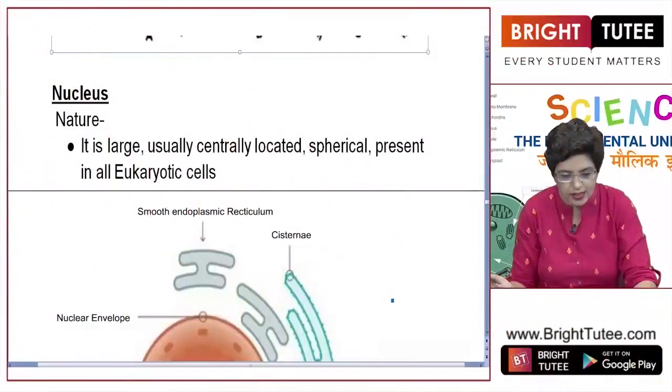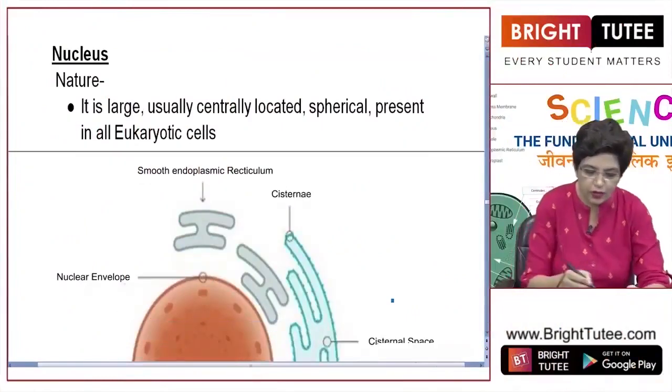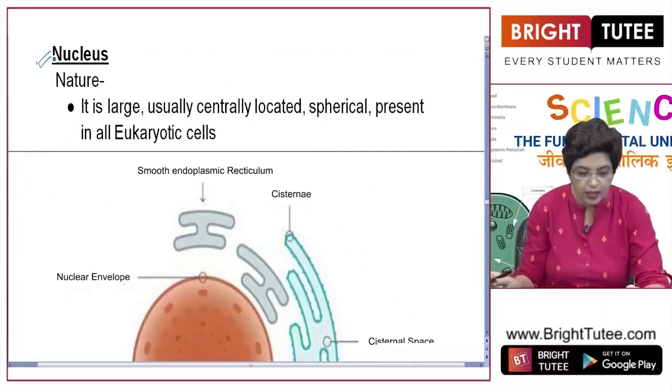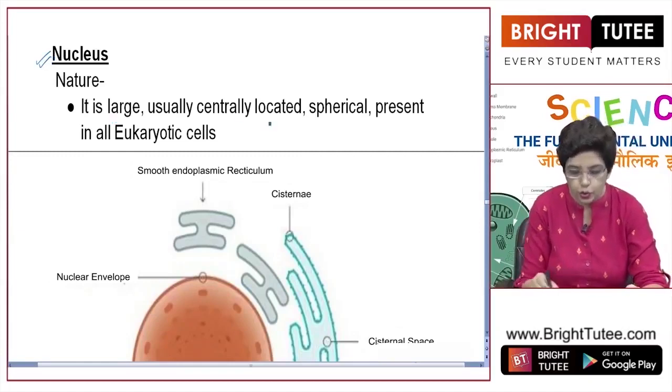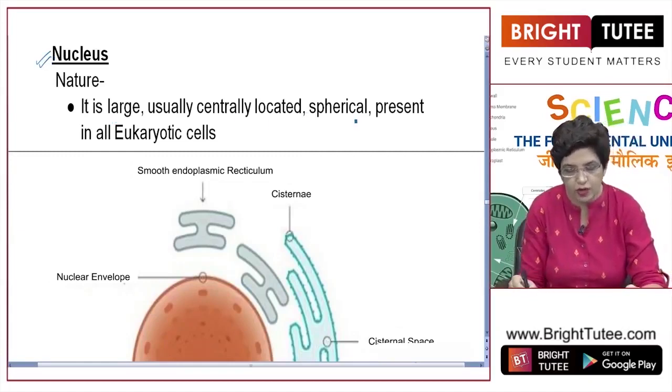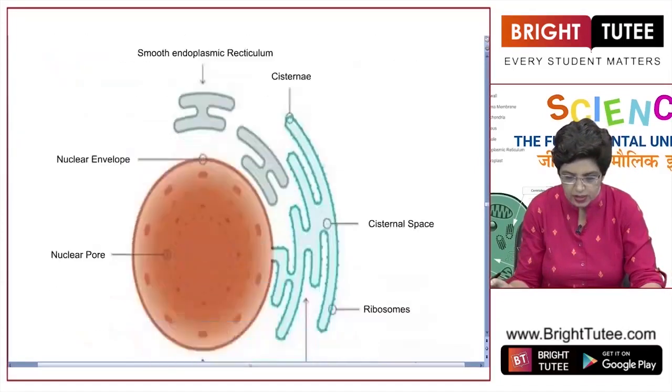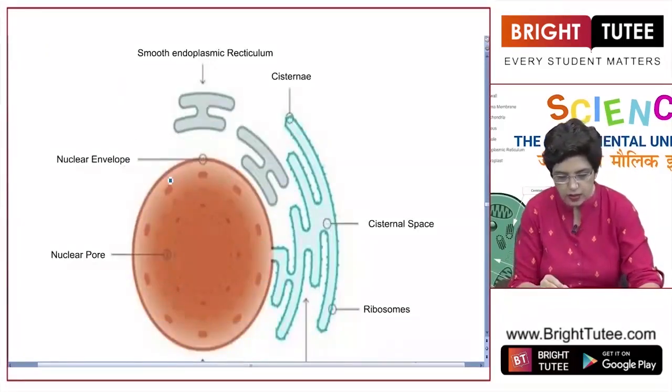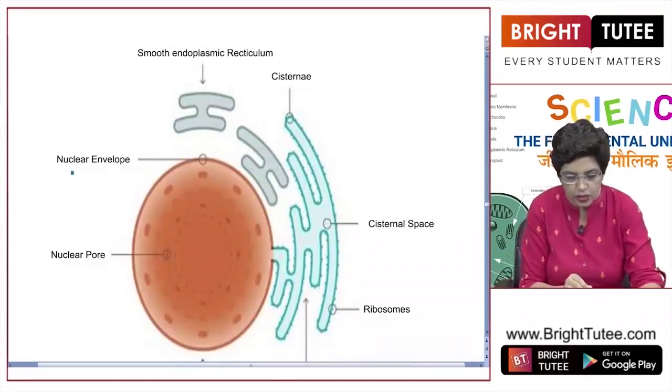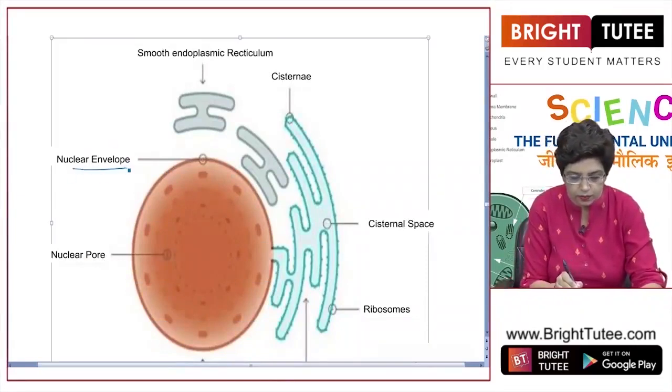The next important cell organelle, part of the cell, is the nucleus. By nature, it is large, usually centrally located, spherical and present in all eukaryotic cells. Look at this diagram. This is membrane bound. The membrane is called the nuclear envelope.